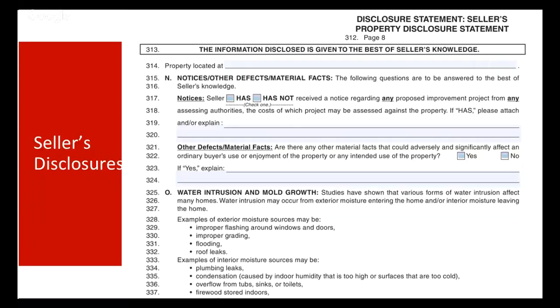Right? Water intrusion and mold growth. Studies have shown that various forms of water intrusion affect many homes. Water intrusion may occur from exterior moisture entering the home and or interior moisture leaving the home. Examples that can cause this: improper flashing around windows and doors. That's a huge one. Improper grading, huge one. Flooding, roof leaks. I would say downspouts that are not connected. Examples of interior moisture sources might be, you got plumbing leaks, condensation, overflow from tubs, sinks, or toilets, firewood stored indoors, indoor sprinkler system goes off.